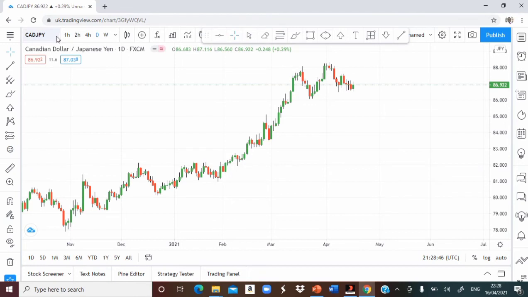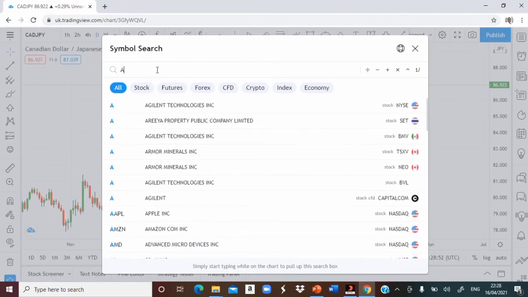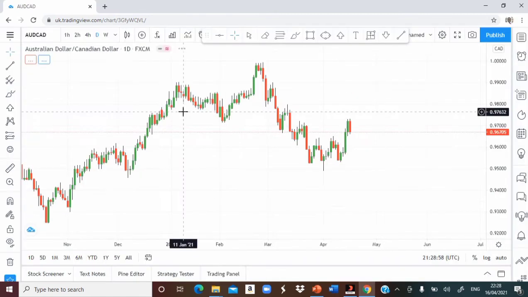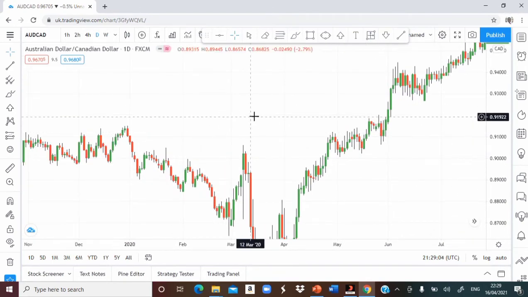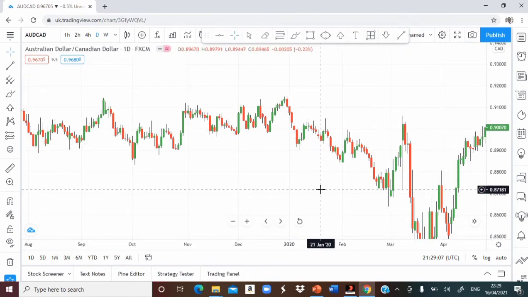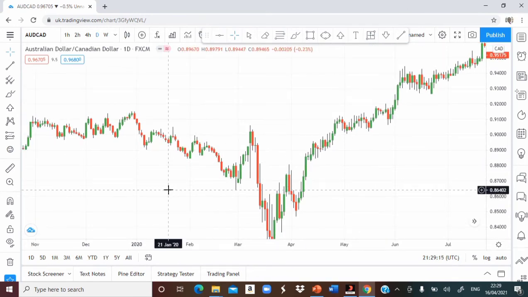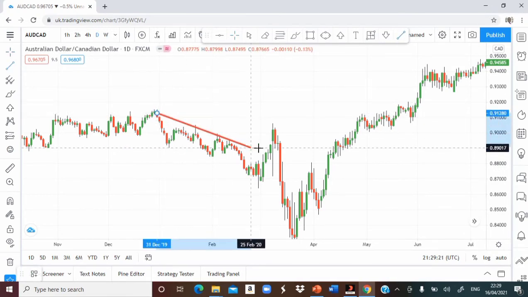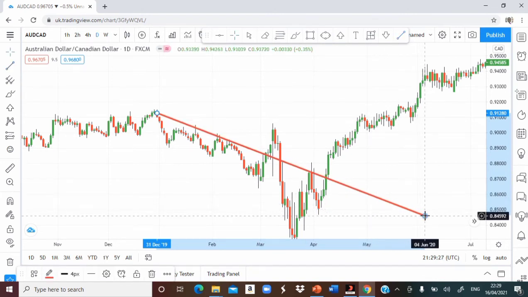All right, so let's do this example with another market. Let's do AUD CAD, Australian dollar, Canadian dollar. Let's say for a bearish market, let's look for a bearish market. Let's see if we can do something here.